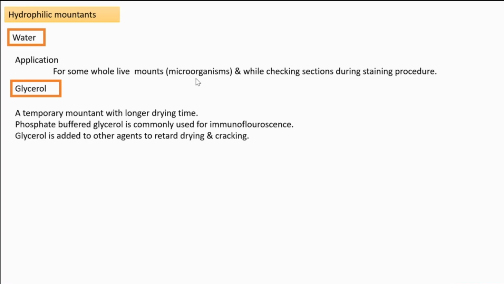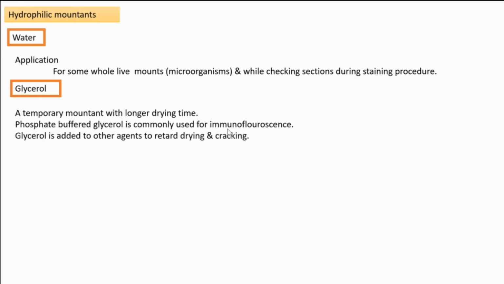If we want to observe microorganisms in live condition, in that situation we use water as a mountant. And also we use water as a mountant while checking sections during the staining procedure. If during the staining procedure itself we want to observe it, then also we use water as a mountant. Then next is glycerol, another type of hydrophilic mountant. It is also a temporary mountant, and glycerol has a longer drying time.